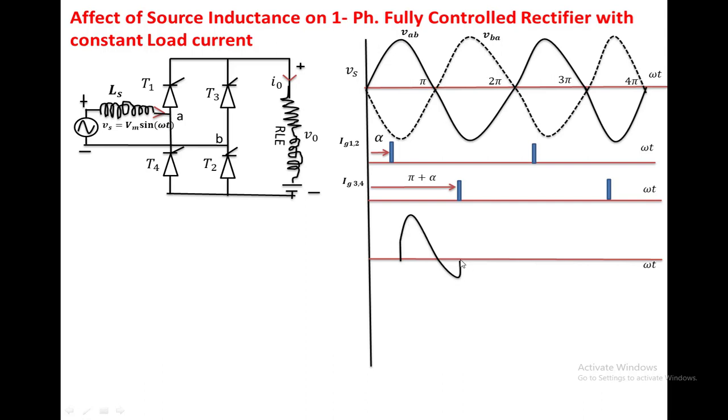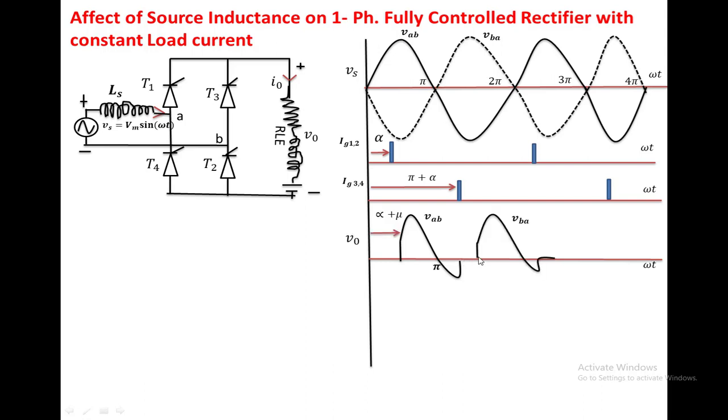At pi plus alpha, we are applying the trigger voltage to T3, T4. So the current through T1, T2 will slowly decrease, and the current through T3, T4 will slowly increase. For some duration, again all four devices are conducting. Again the output voltage becomes 0 when the four devices are conducting. That angle is nothing but the overlap angle.